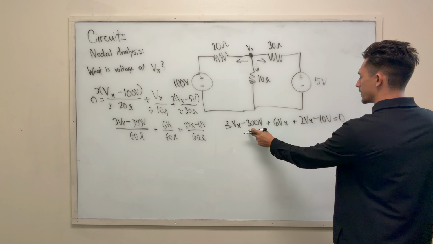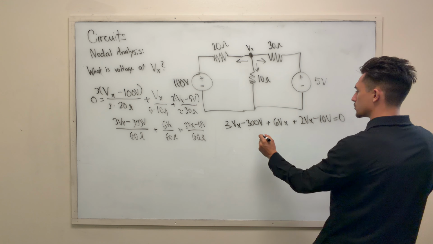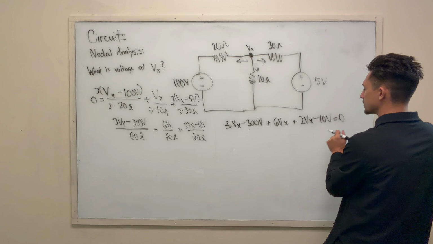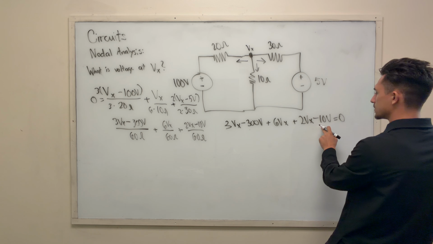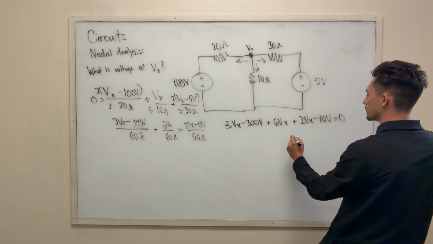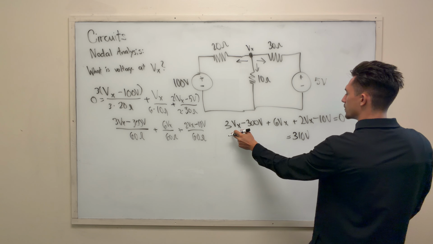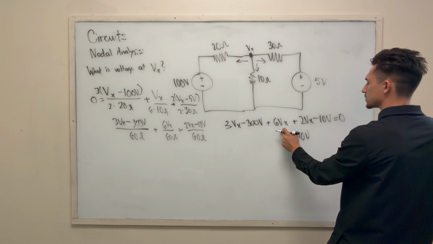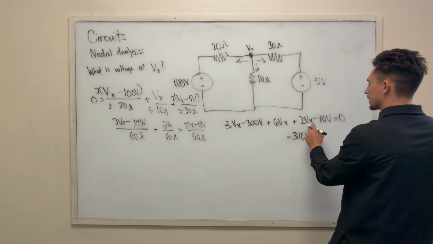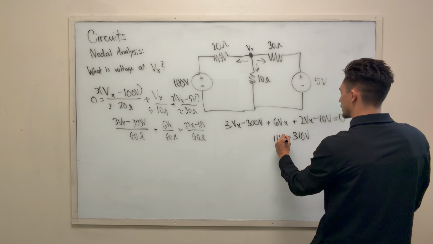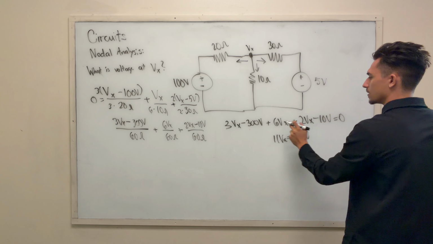In this case, we have minus 300 and minus 10. We're going to put those negative values on the other side, so minus 300, minus 10, minus 310 on the other side gives us positive 310 volts. And then here we have 3Vx plus 6Vx, so 9Vx, plus 2Vx is 11Vx over here, right? 6, 7, 8, 9, 10, 11, yeah.